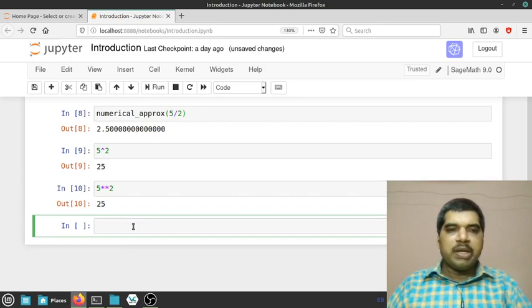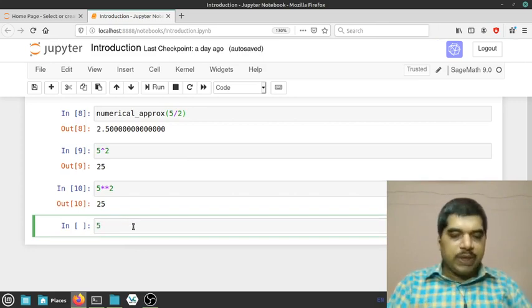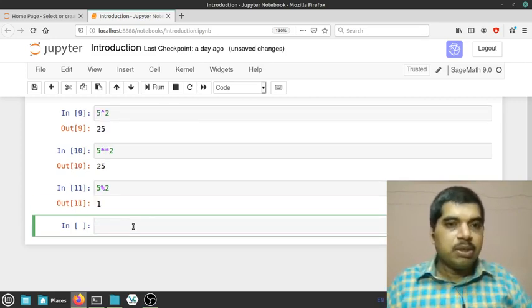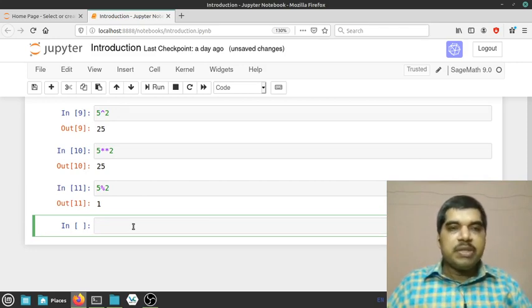Now one more operator is there, that is the remainder operator. If I type 5%2, I will be getting 1. Just remember that if we use the division theorem, we know that we can write 5 is equal to 2 into 2 plus 1, and that 1 is the remainder, and Sage is giving 1 back to us. So all kinds of arithmetic are supported in SageMath.